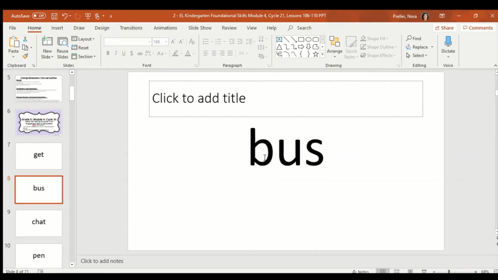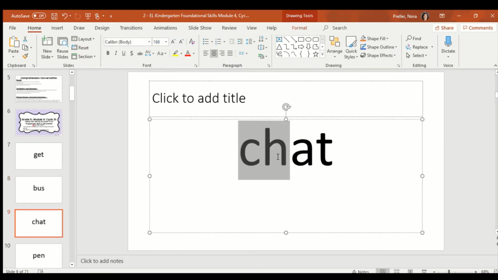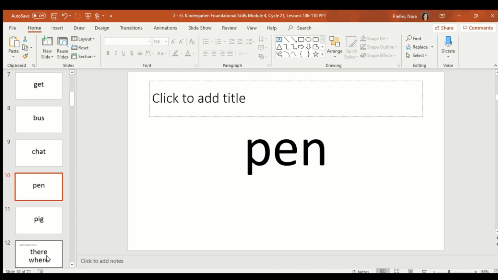Ready? Think about what B says. U and S. Now let's sing it together. B, us. What word did you hear? Bus. Good work. Let's do this word together. Remember that this is a digraph and CH together says ch. What does A say? What does T say? Now let's sing it. Ch, at, chat. Good work.